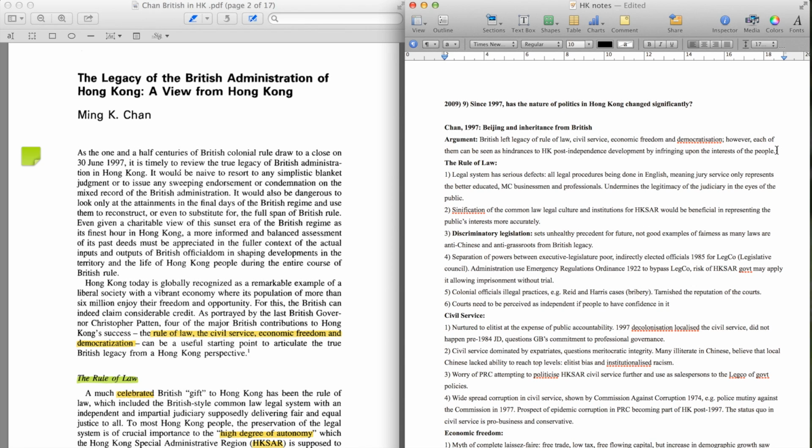So when you get an argument that says, for instance, is China the complete limiting factor for political development in the interests of the people in Hong Kong? Well, turns out that they weren't, because the British also had a hand to play, and that's what this article is going to explore.